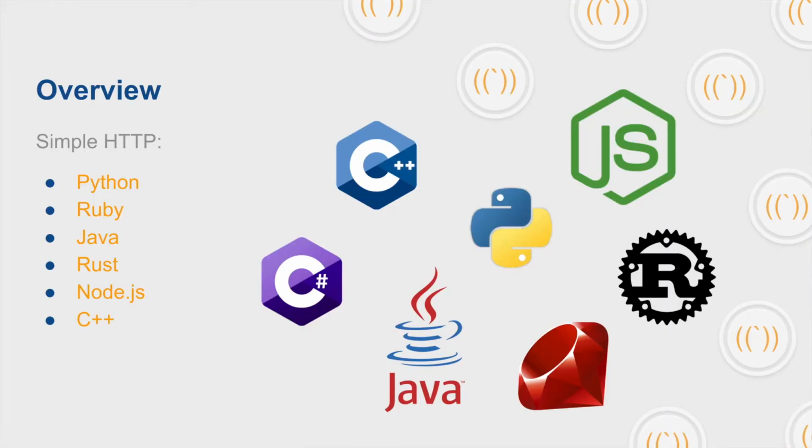Otherwise, let's get started. What we are going to cover today are simple HTTP servers written in Python, Ruby, Java, Rust, Node.js, and C++. C++ is definitely the hardest one. I might not even actually do the tutorial for it just because of how difficult it is, and that might be more of an intermediate to advanced video. The rest of them are decently easy in comparison. Don't forget that you have to install all of the platforms per language. Let's move on.